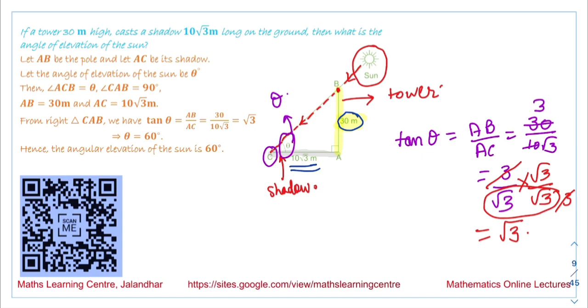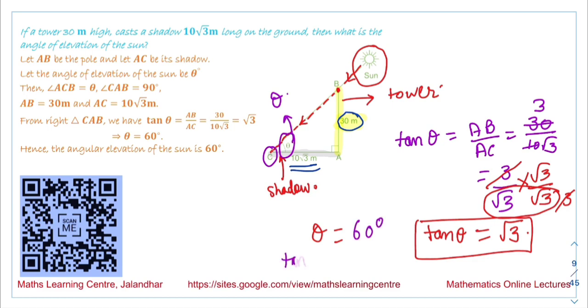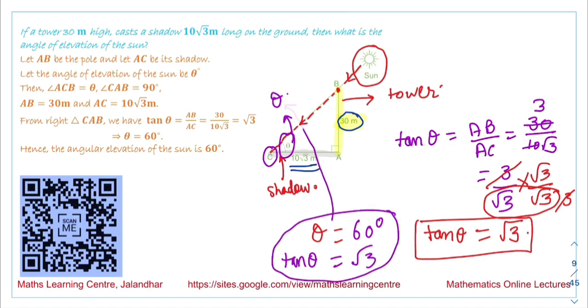And we know that what we are getting is that tan theta is equal to square root 3, and we know that the value of theta is 60 degree when tan theta is root 3. It means the value of theta, that is the angle of elevation of sun, is 60 degrees.